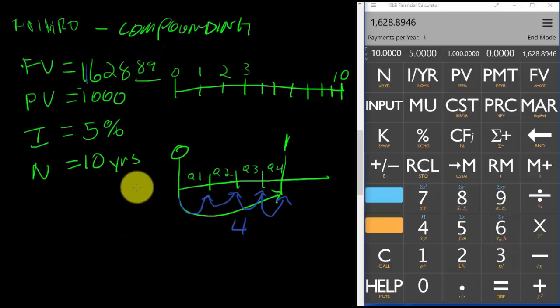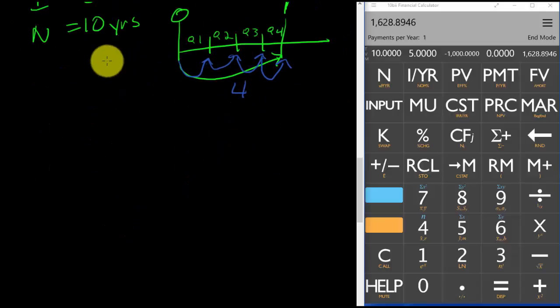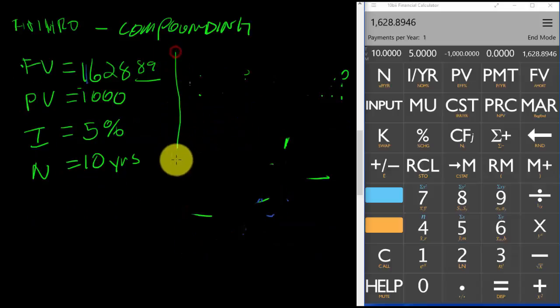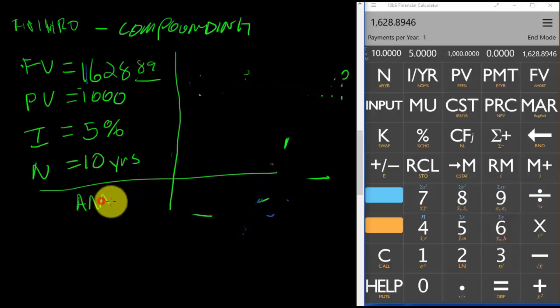And now we're going to figure out how to compound quarterly. So we're going to do the exact same thing. You know what? Let me erase all of this. And then I'm going to create this line here. And what we're going to do is call this annual compounding. And then we're going to do this in quarterly compounding.